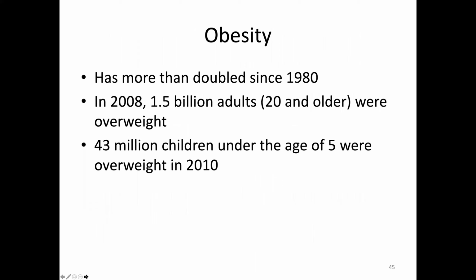All right, let's move to another condition, which is obesity. We have gotten heavier. In the United States, in fact, there's been discussion about changing the criteria for obesity, but we have seen a constant increase in weight. In 2008, it was estimated 1.5 billion adults, using 20 or older as adults, were overweight. And 43 million children under the age of 5 were overweight. That's pretty significant when you start kids off early in life and they are already overweight.